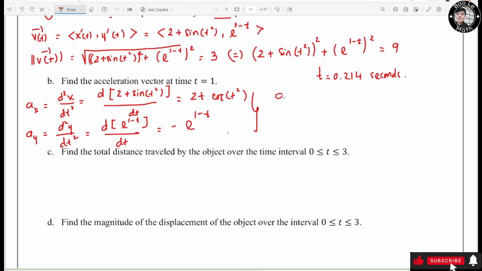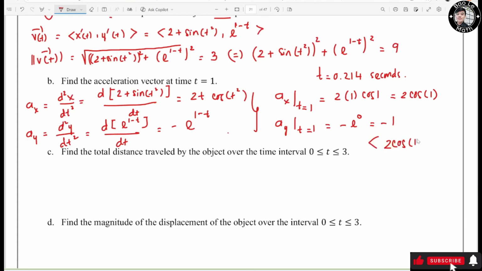Now we need to find a sub s at t equals 1, right? So it's going to be 2 times 1 cosine of 1, right? So it could be 2 cosine of 1. Now a sub y at t equals 1. It's going to be negative e to the 0. It's going to be negative 1. So the final answer is going to be 2 cosine of 1, comma, negative 1, right?